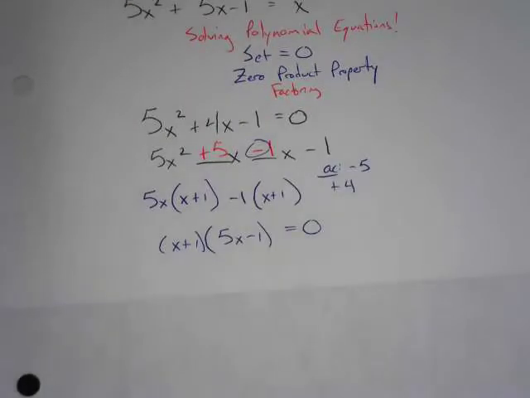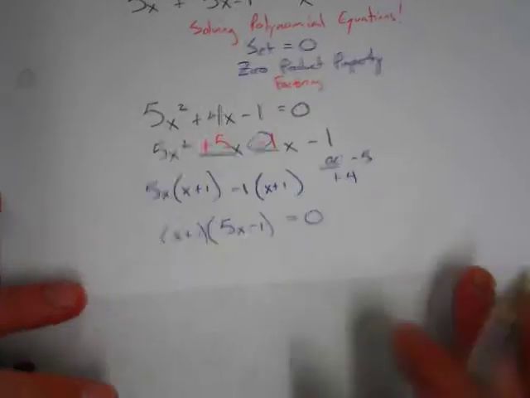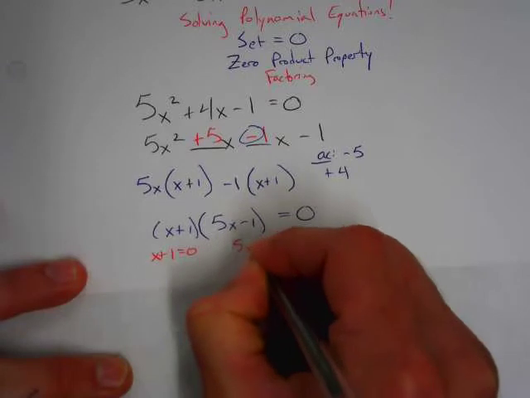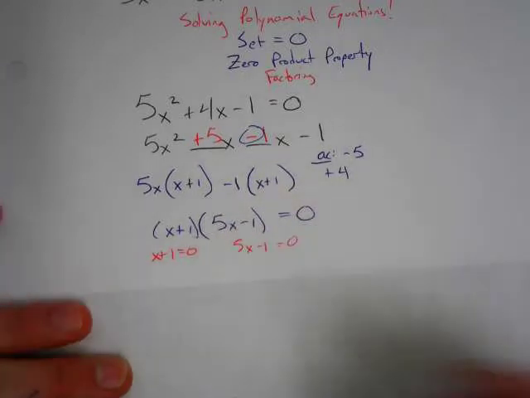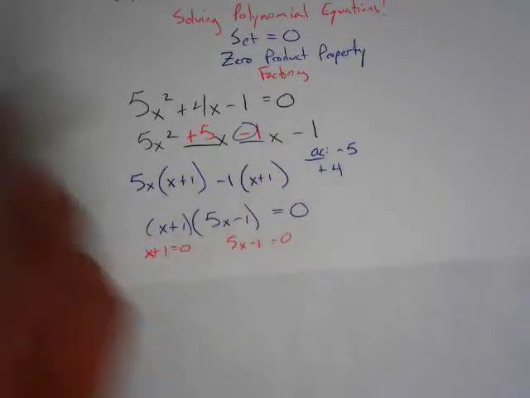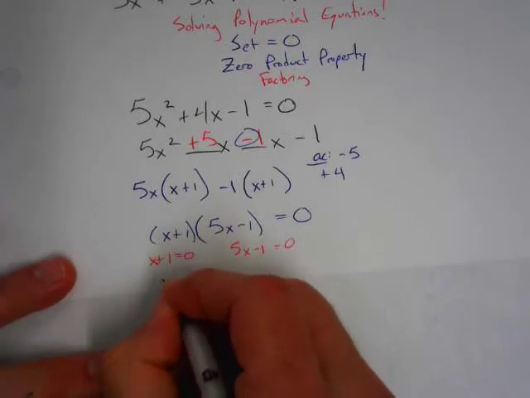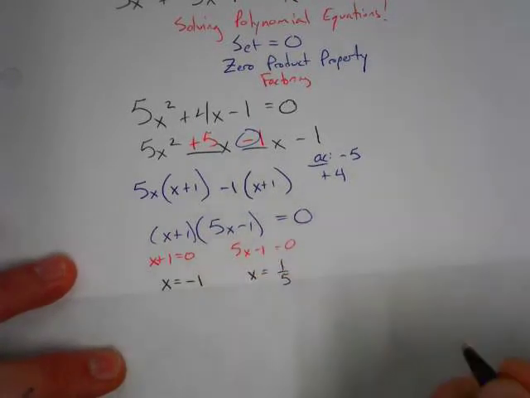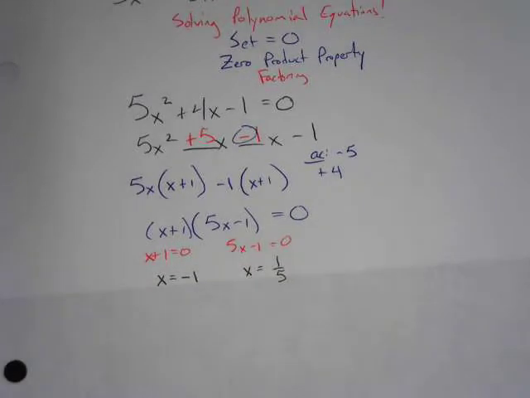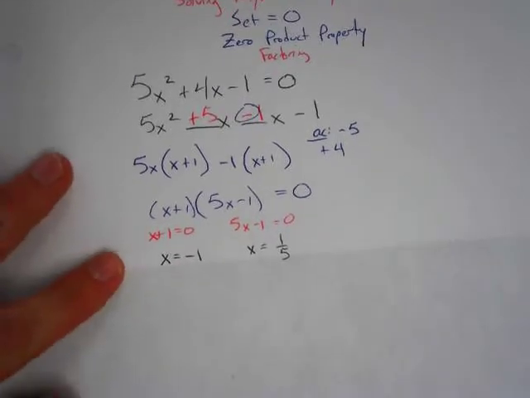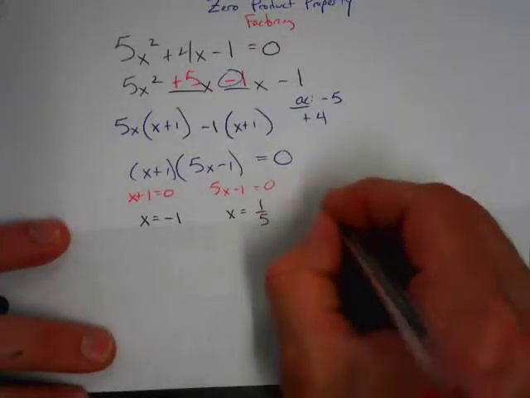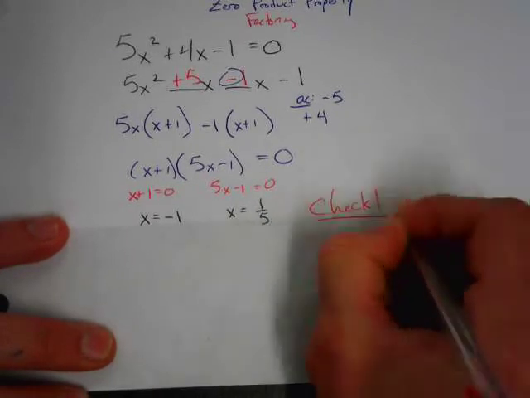So once we're here, we're going to use the zero product property. That means x plus 1 equals 0, or 5x minus 1 equals 0. Then we solve each equation for x. So our first solution is negative 1. Our second solution is positive 1/5. But time out. Remember from the previous video, time out. Now we have to check.